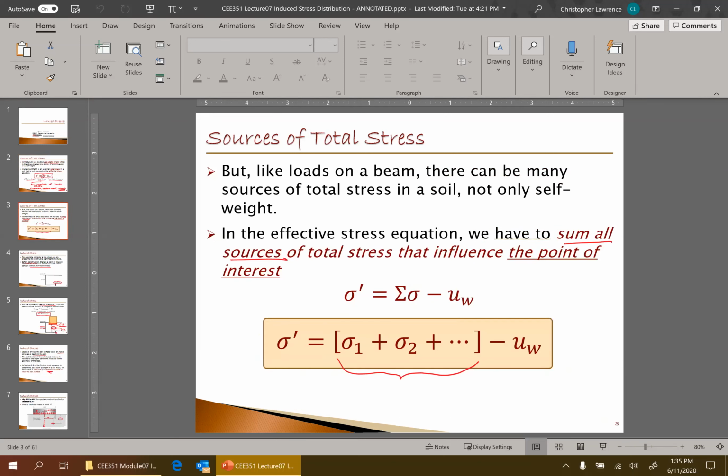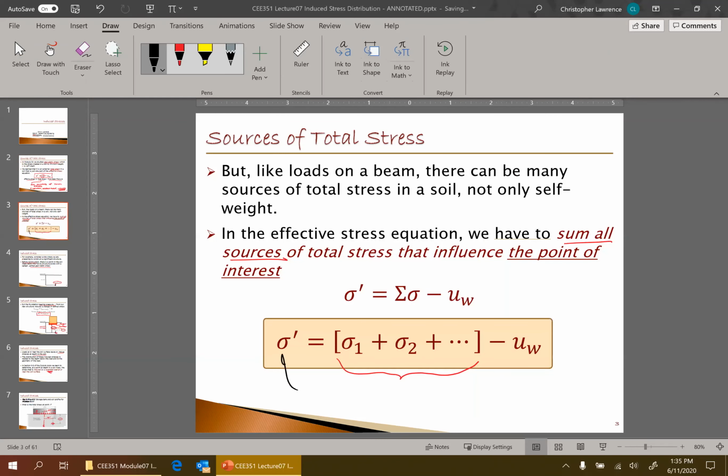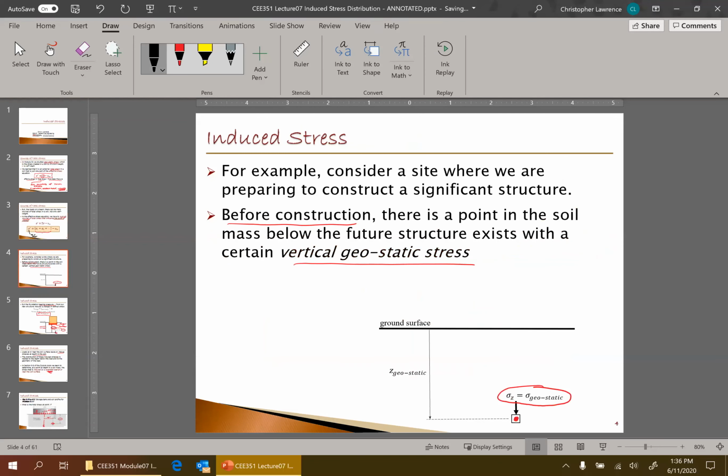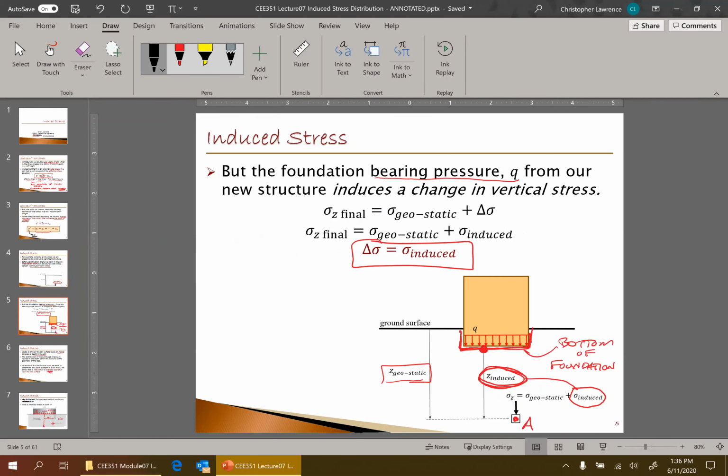We have to consider all of the different sources of total stress when we're considering the effective stress at a point, right? The effective stress at any one point. What are all the total stresses at that point, where one of them is the geostatic total stress, but then other stresses like induced stress, right? All of them at that one point in order to figure out the effective stress, right?